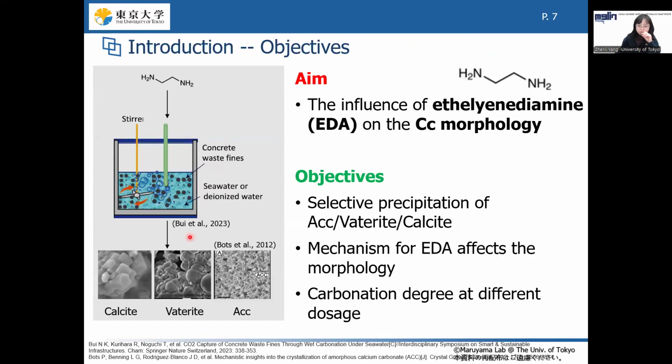So the objective of this study is to investigate the effect of ethylenediamine on calcium carbonate morphology control. Ethylenediamine is widely used in the biochemical field. We shortly call it EDA. What we try to do is to selectively precipitate these 3 types of calcium carbonate and understand how this process goes.